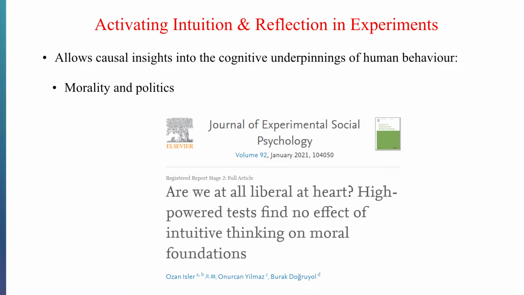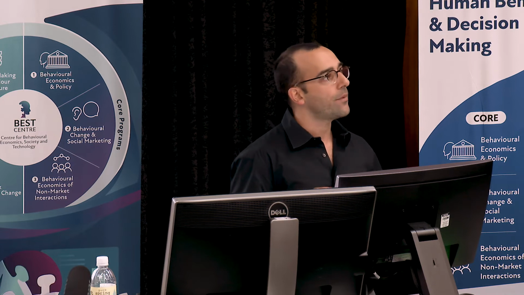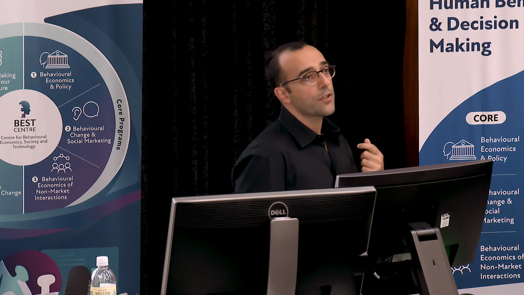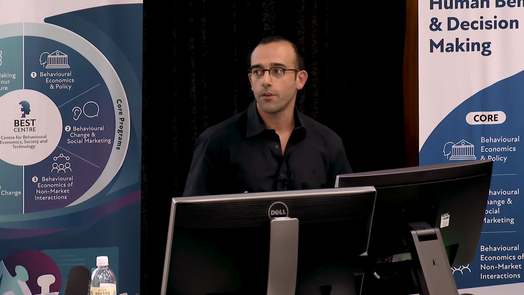What I am going to do today is to compare the available and often used techniques in the literature for manipulating intuitive and reflective thinking, because there are a couple of methodological problems currently. Most importantly, the relative effectiveness of these techniques is not well established. There are multiple techniques, and each researcher has their own favorite one, so it's often difficult to make comparisons between these previous findings, and often researchers rely on self-reports as manipulation checks, and those self-reports could often be biased by things like socially desirable responding.